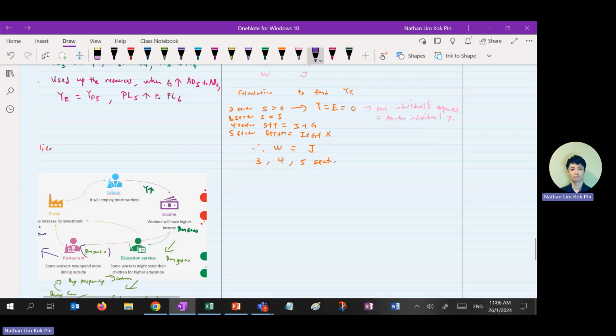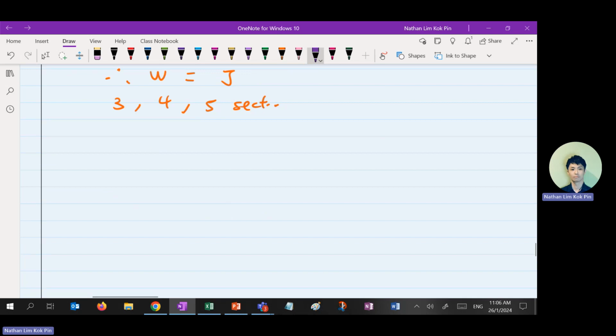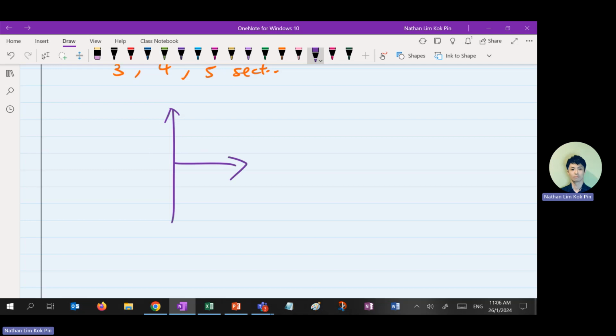After that, in chapter 2, although I skipped a little bit, we went straight to the withdrawal injection model. This is the withdrawal injection model. It's not the circular flow of income model, but they are all from the same approach, which is the withdrawal injection approach. The withdrawal injection model for 2 sector only has W. We only have W and Y.